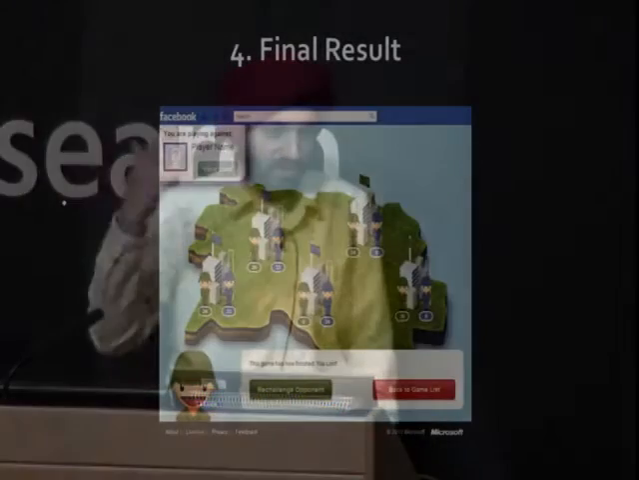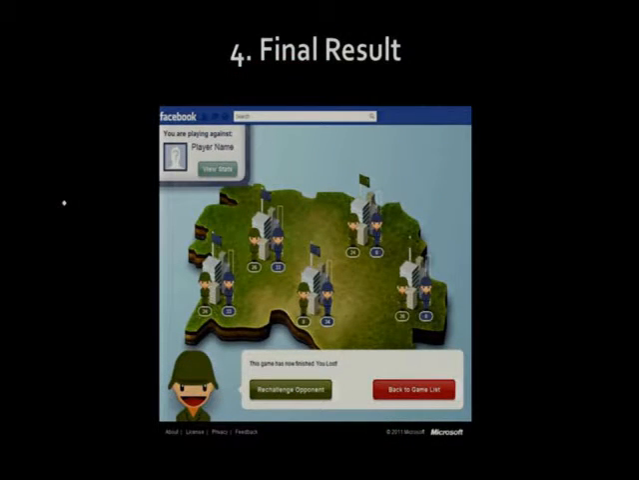And then once you have decided who you are challenging, you distribute your troops. You allocate your troops to the different battlefields. The other player also does that, and then you get the final result, and you see whether you have won the game or not. So very simple dynamics. It's a very simple implementation of the game.